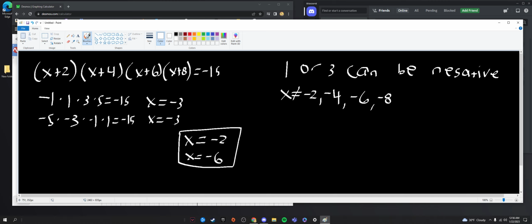And so this is pretty cool. We're noticing the same pattern here. Negative 1, 1, 3, 5. Negative 5, negative 3, negative 1, 1. And then we get negative 15. I just wrote x equals negative 3. It should be negative 7. So now we have these two. And what we notice about our solutions here is they're just one off from each other. We have negative 2, negative 3, negative 7, negative 6.